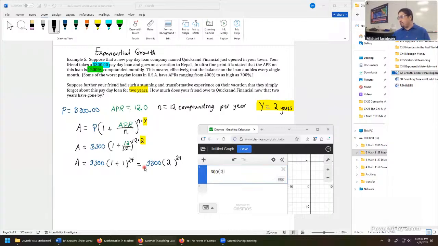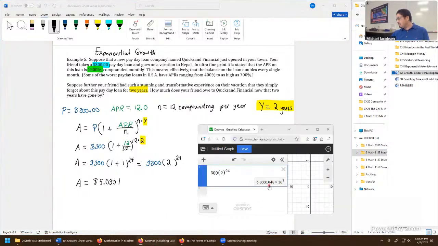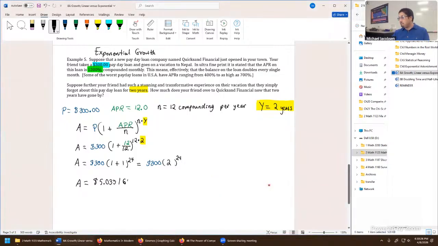So that's 300 times 2. Well, with that times 2, that's just after 1 month has gone by. But 24 months have gone by, and this is the value. It's in scientific notation, so this is an amount in billions when we see power 9. It's grown really, really large. So let's put the value down, 5.0331 648 times 10 to the power 9.